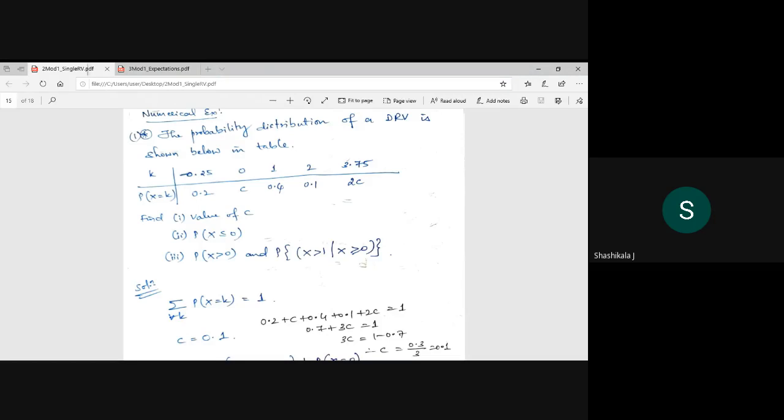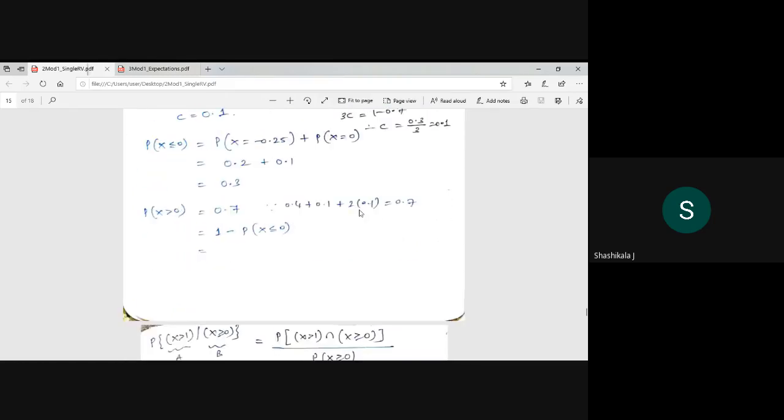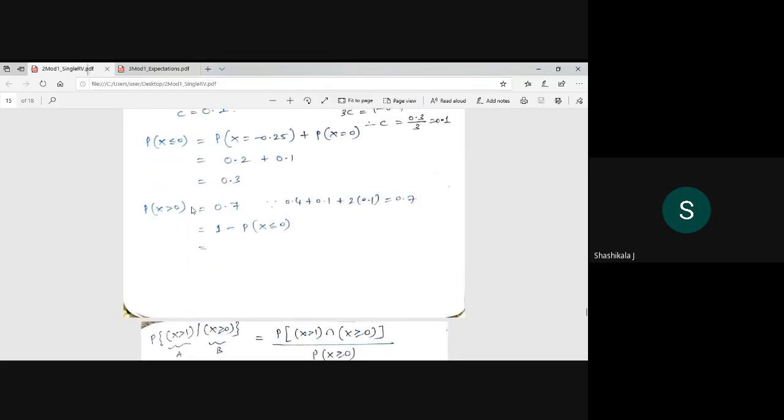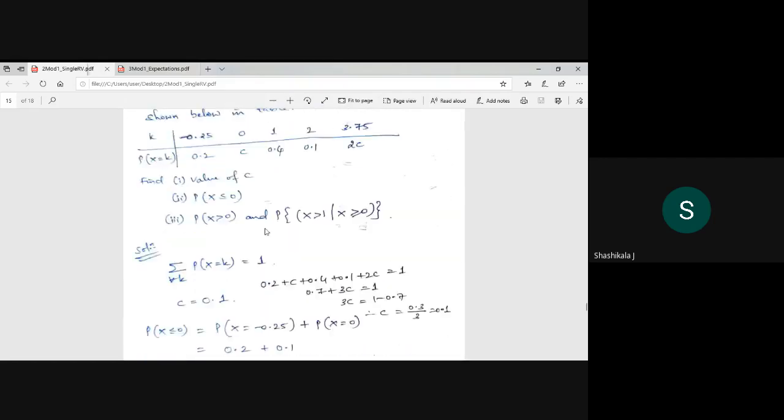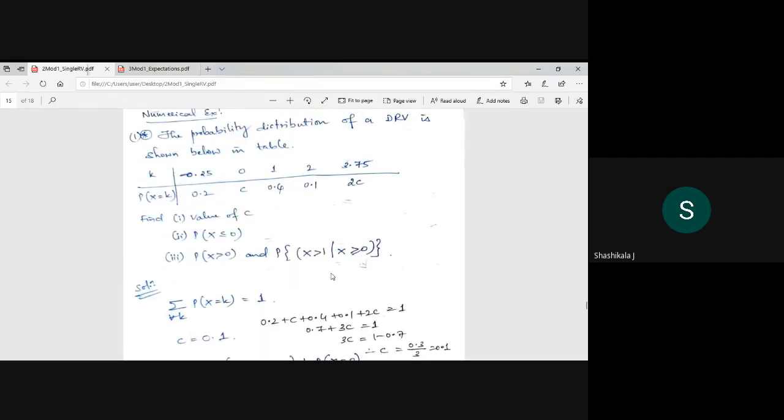Probability of X greater than 1, not included. So otherwise I have to calculate, either I can add these probabilities to get 0.7, or I can do it as 1 minus this one. Okay. So this you will get. Next is very, very important: conditional probability.